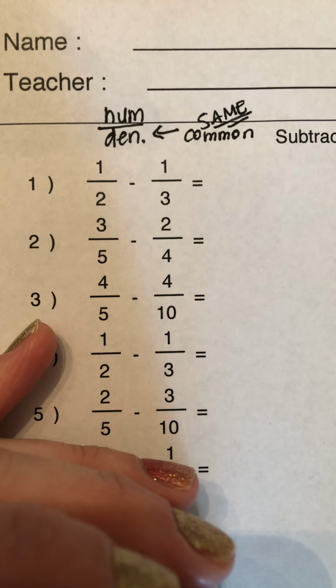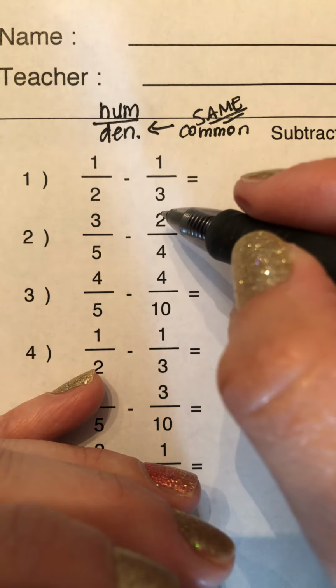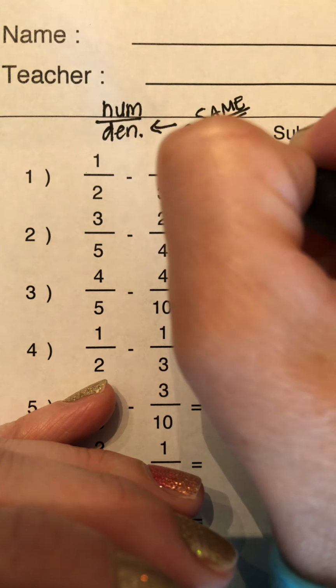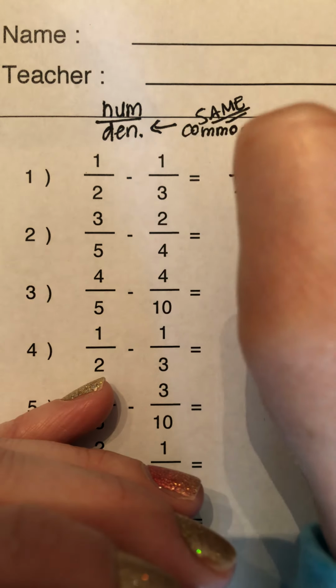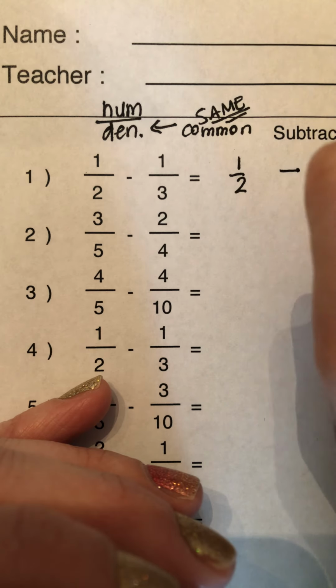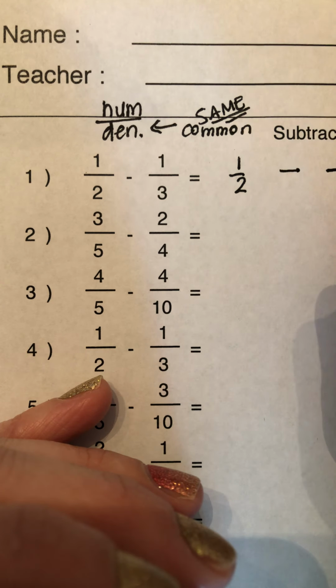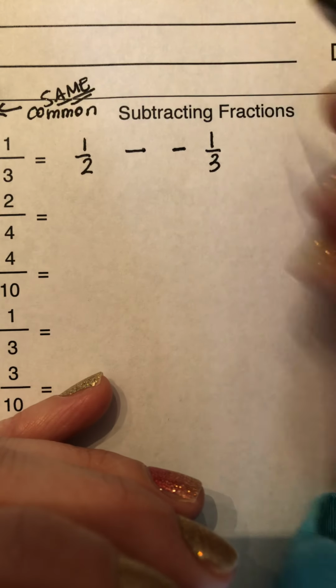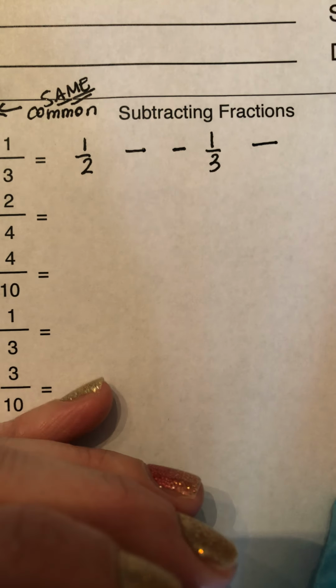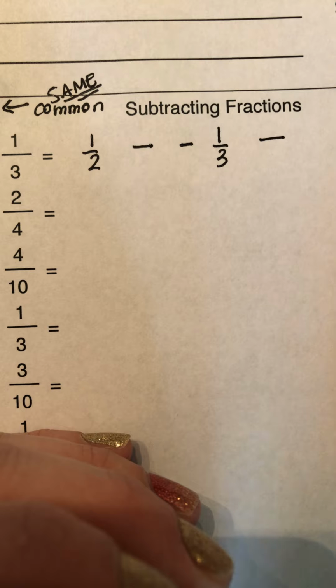Okay, so make sure that you have the same denominator. So we're going to look at this. The first one is 1/2 minus 1/3. I'm going to rewrite these numbers, set up my template to rewrite the number, then have a minus sign, and then 1/3, and then set up my template for my new number.